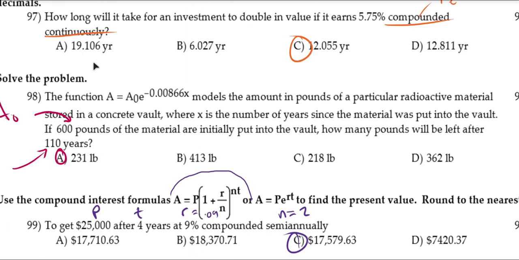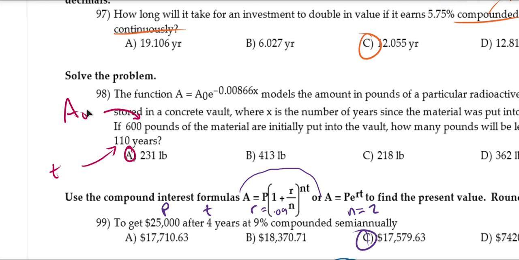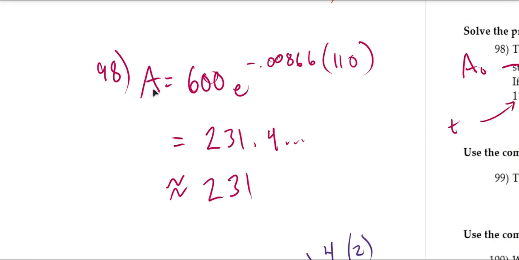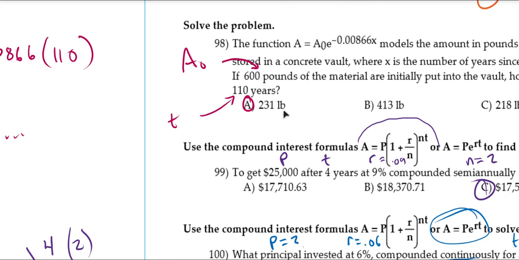Question 98 is asking us to take a look at this model. We have a certain amount, which would be pounds of radioactive material, given by the initial amount times e to the power of -0.00866t, and they are asking us how many pounds will be left after 110 years if we start with 600 pounds. So this tells us our A naught, this tells us our t, and actually they're just looking for A here. So this is going to become an evaluation problem because we've already solved for the unknown thing that they're asking for. We just have to plug in the numbers and see what we get. Rounding to the whole number of pounds, that's going to be 231 pounds.